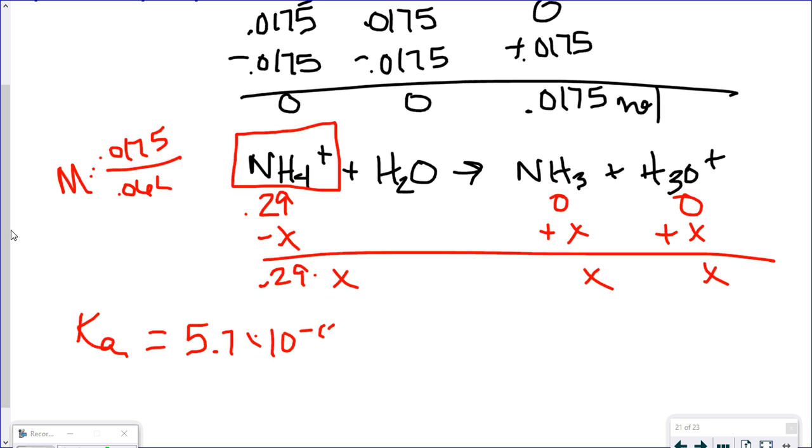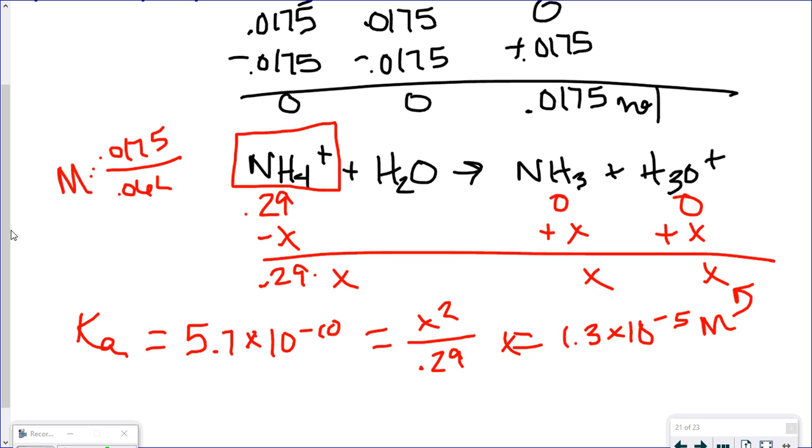That's going to give us an x equal to 1.3 times 10 to the negative fifth, which is the molarity of our hydronium. So to find pH, we simply plug that into our pH equation. So negative log of 1.3 times 10 to the negative fifth will be a pH of 4.89 at that equivalence point. So remember, since we're titrating with a strong acid, the equivalence point pH will be lower than 7.